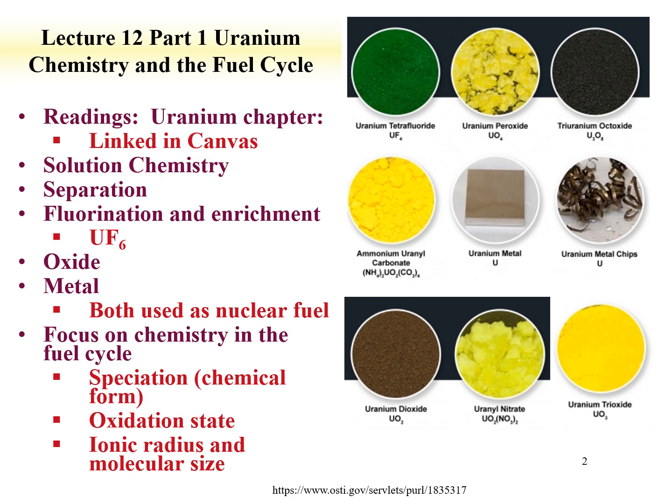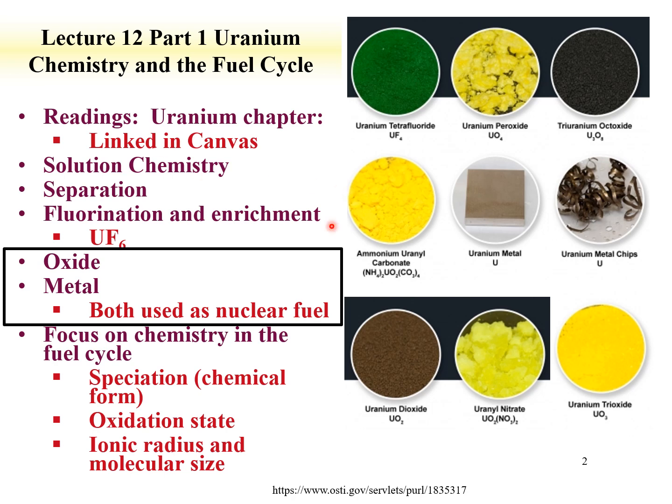Part 2 of the lecture on uranium chemistry and the fuel cycle is going to focus on uranium oxide and uranium metal. There's a common point with these compounds. Both are used as nuclear fuel. For nuclear fuel, uranium metal, shown here, and the oxide is dominant by UO2. It's UO2 2+.